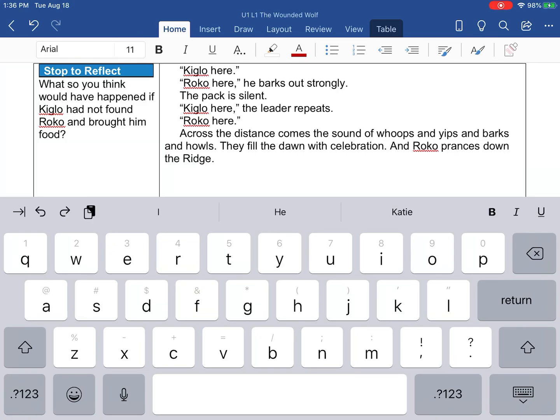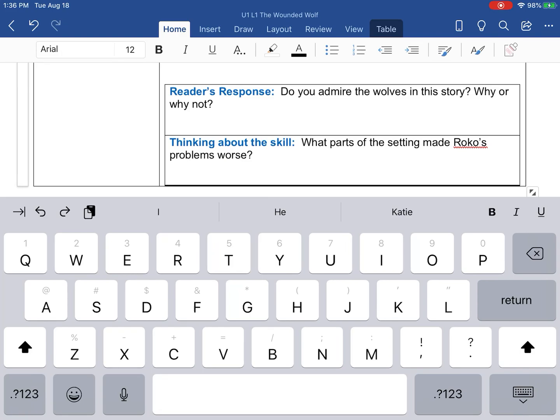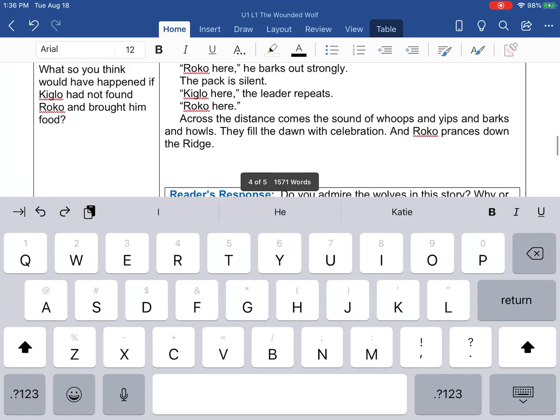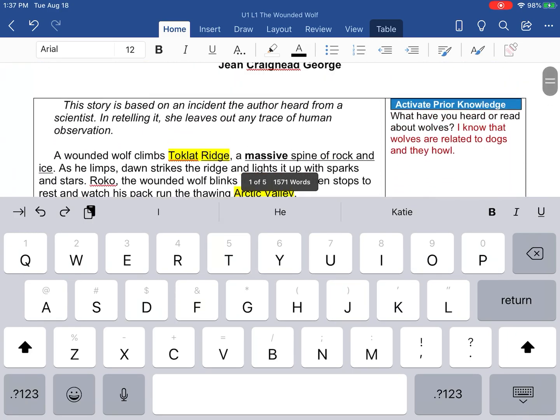There's one question on the side, but then this is where it gets a little bit different. At the bottom, there's a reader's response question and a thinking about the skill question. So the reader's response question is actually 2 different questions. There's a yes or no answer. Do you admire the wolves in the story? And then why or why not? So just make sure if there's 2 parts to the question, you are responding to both parts, okay? Thinking about the skill, that's where they're going to be asking you about specific parts of the setting in relation to the problem here.